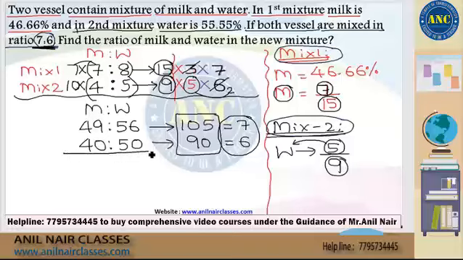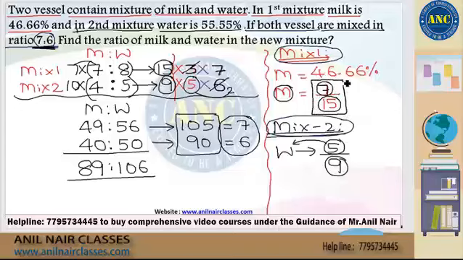Now the final mixture ratio: milk is 49 plus 40, totally 89, and water is 56 plus 50, totally 106. Answer is 89:106. I believe it is very clear for you. If it is given in terms of fraction or percentage, this is how to write the equivalent ratio. I believe it is very clear for you, sir.